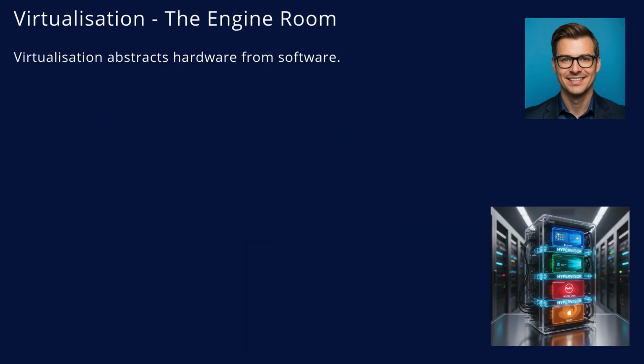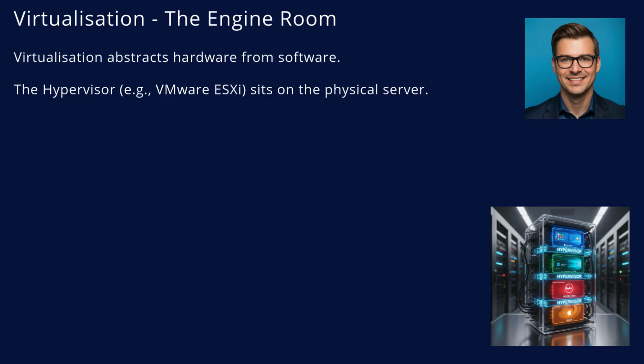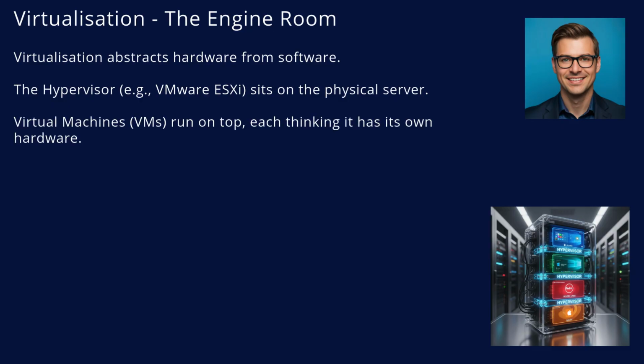We cannot talk about the cloud without understanding virtualization. This is the engine room. Virtualization is the process of abstracting the hardware from the software. We install a thin layer of software called a hypervisor, like VMware ESXi or Microsoft Hyper-V, directly onto the physical server. This hypervisor allows us to create virtual machines, VMs.